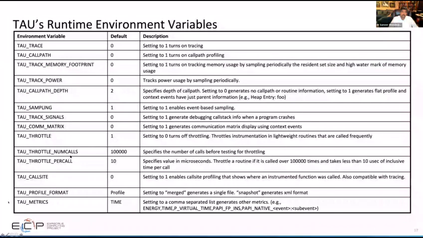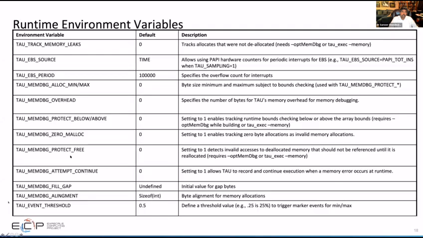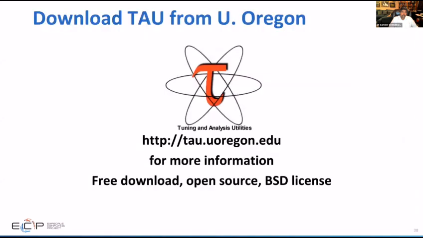There are some runtime parameters that can control what kind of performance data you can generate. You can then use these options to vary the event-based sampling period or memory debugging options. But the important thing to take away is you do not need to change your application. You just launch it using tau_exec and then generate the performance data and measure where the time is being spent. This is the website of TAU.